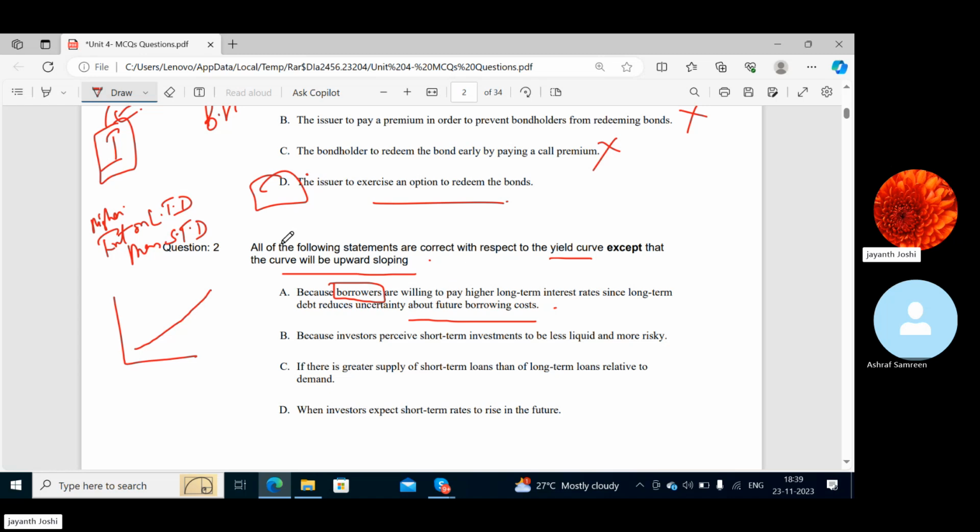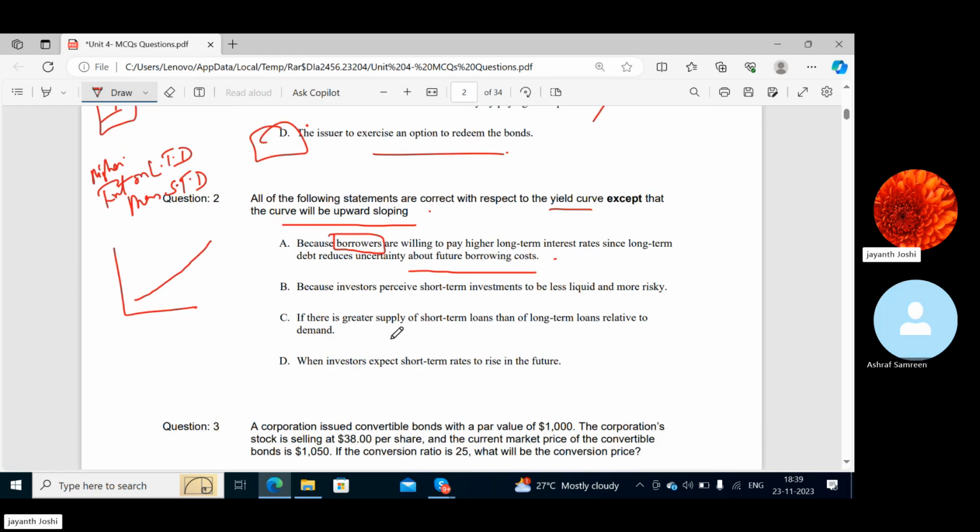All of the following statements are correct with respect to the yield curve, except that the curve will be upward sloping. So this is the right statement, right? Yeah. Actually, with respect to the question, this is wrong. Borrowers are willing to pay higher interest rates since long-term debt reduces uncertainty about future borrowing cost. That is the right statement, but they're asking for the exception, right?